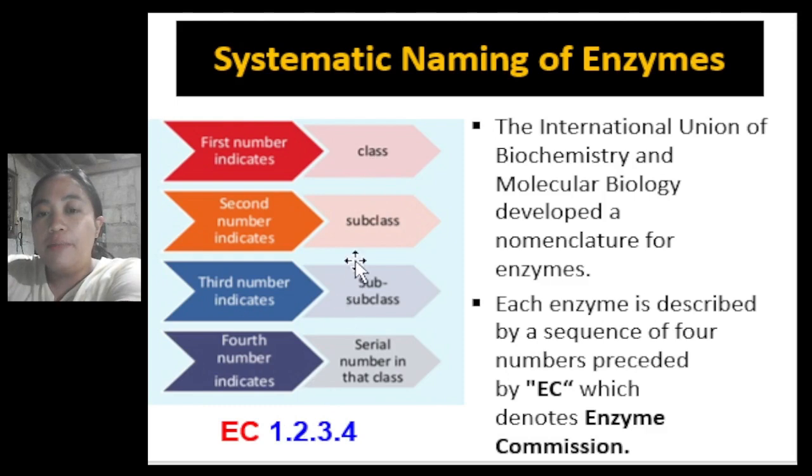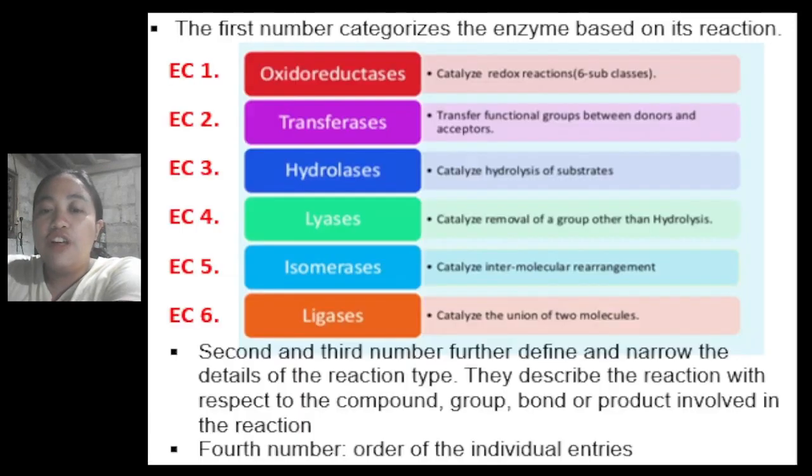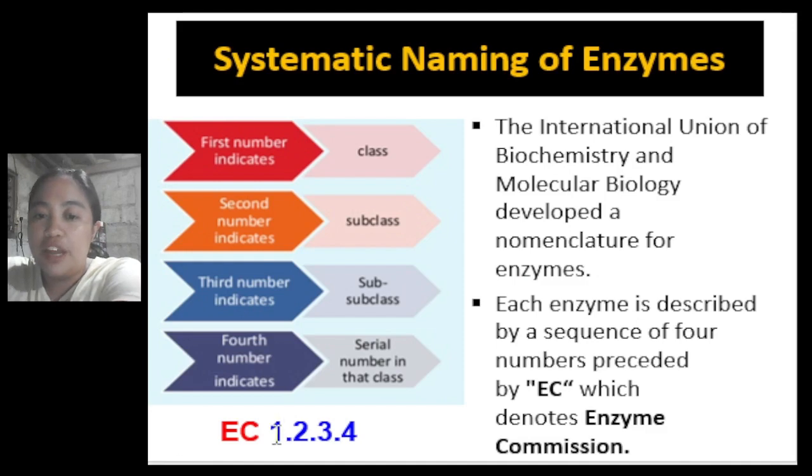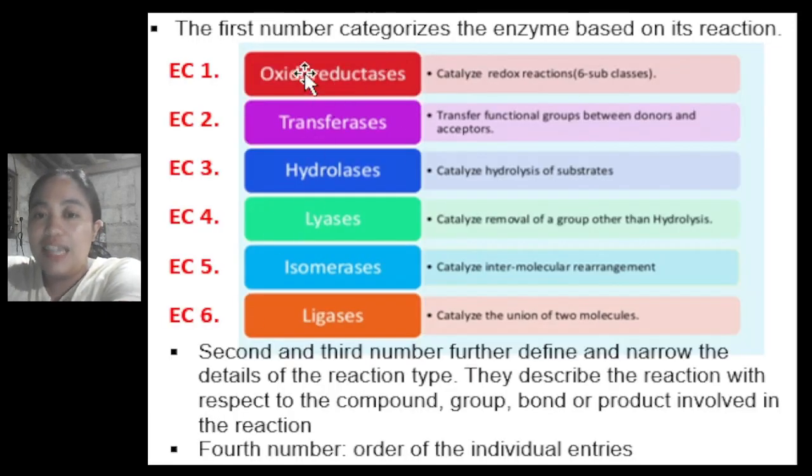Now, the second number will tell us the subclass, third, the sub-subclass, and the fourth is the serial number in that class. So, the first number, or the class, or the classification, categorizes the enzyme based on its reaction. So, on the first number here, we have these 6 major classes of enzymes: oxidoreductases, transferases, hydrolases, lyases, isomerases, and ligases.